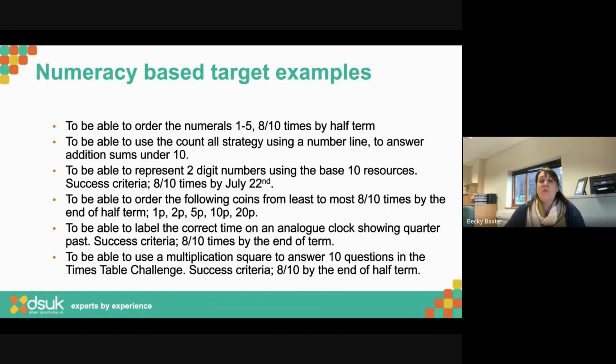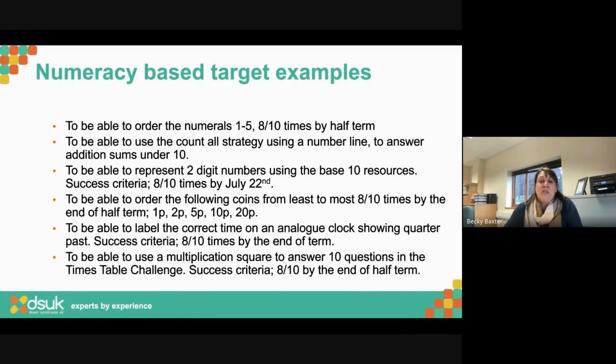To be able to label the correct time on an analog clock showing 1/4 past. Time ones are often easier ones to get that level of repetition. You can think about, oh, particular class, look out for 1/4 past. We're only going for 1/4 past. I'm not doing o'clock, 1/2 past, 1/4 past, 1/4 to. This child would have got o'clock and 1/2 past, and now I'm introducing 1/4 past. So I'm seeing those small steps of progress.